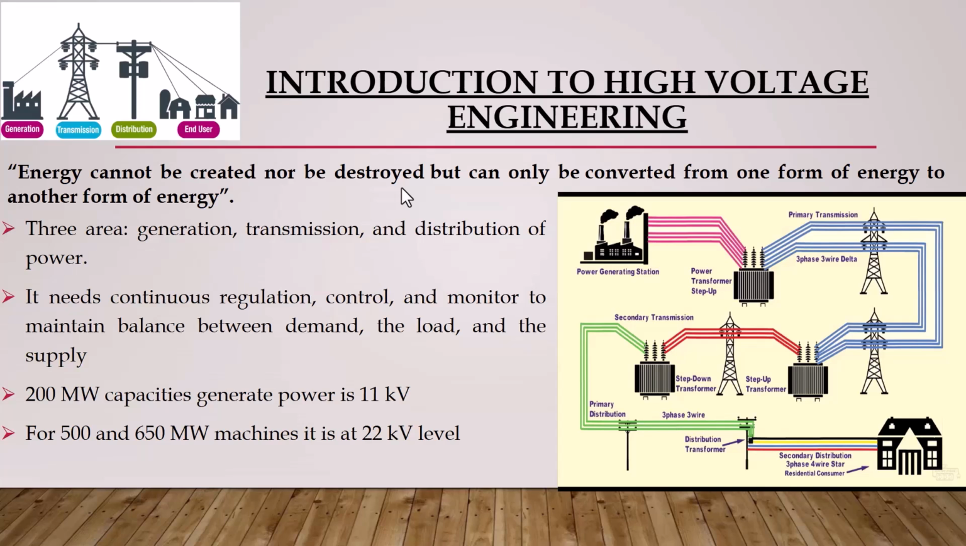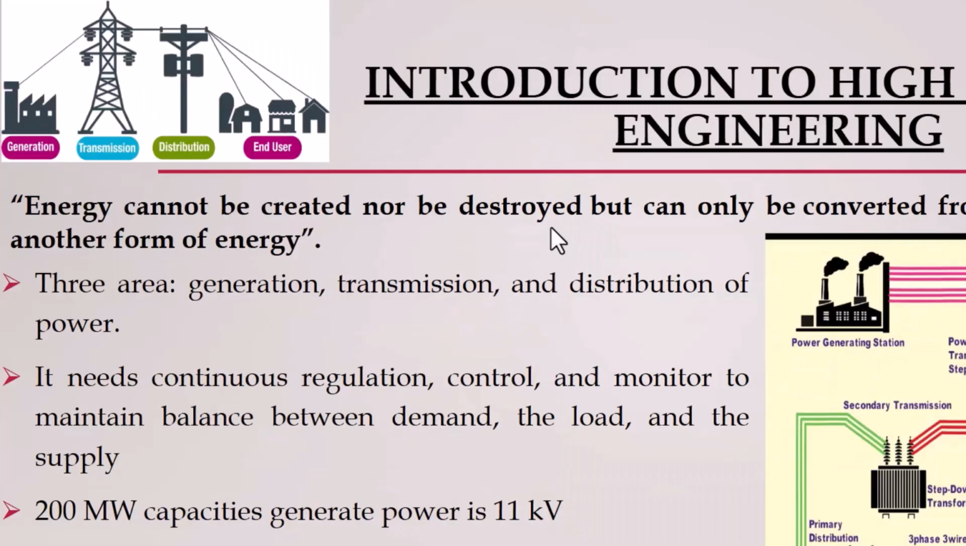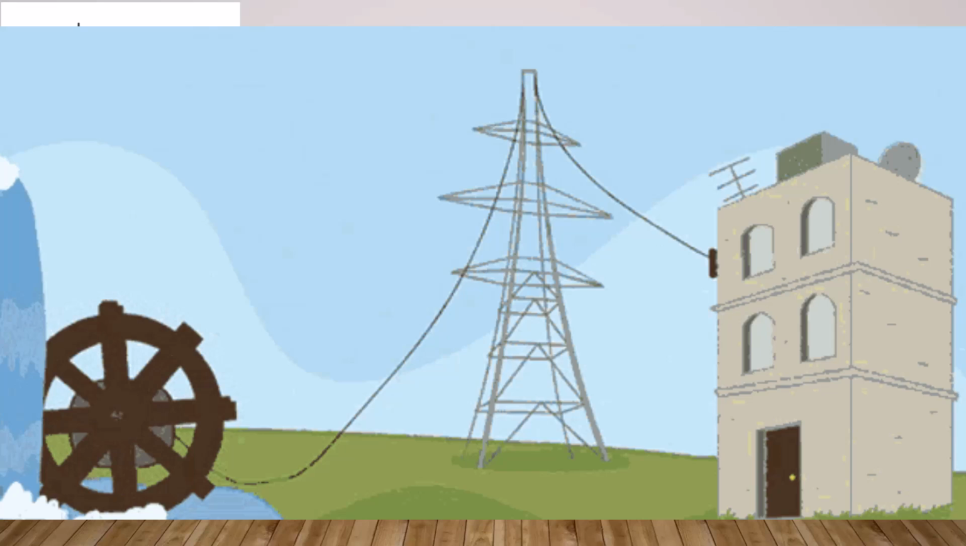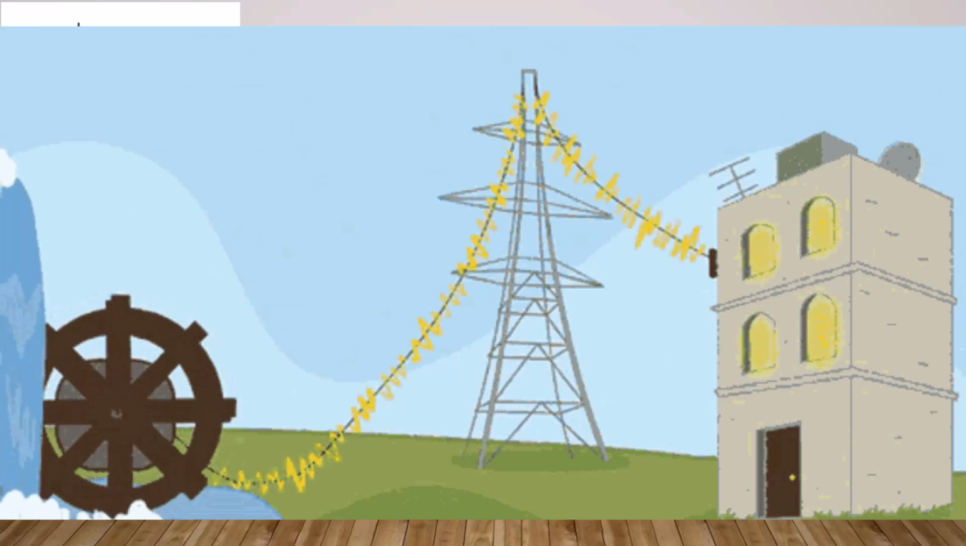Let's start with a basic but powerful idea. Energy cannot be created or destroyed, it can only change forms. That's the principle we use every day in electrical engineering. When we generate electricity in a power plant, we are really just converting mechanical energy from steam turbines, water flow, or wind into electrical energy. Now, once that energy is generated, it has to go through three main stages before it reaches your home or industry, that is generation, transmission, and distribution.